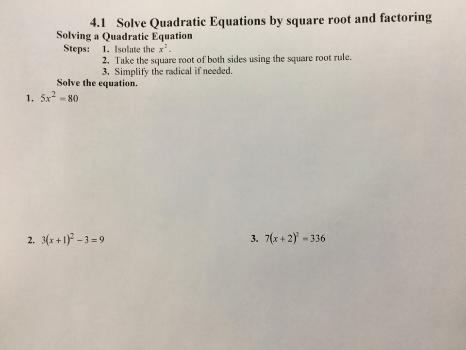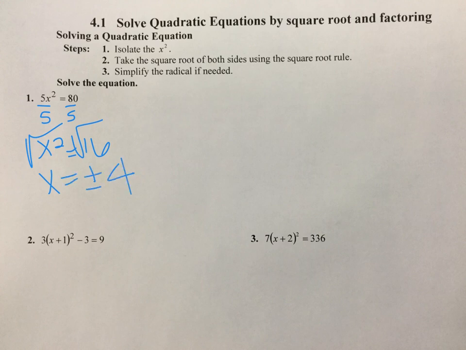And so for number 1, we're just going to divide both sides by 5. And we get x squared equals 16. Okay, and we need to square root that. Now, the square root of x squared is x. And the square root of 16 could be a positive 4, but it could also be a negative 4. I'm not sure which one, so I'm going to have a positive or a negative 4.